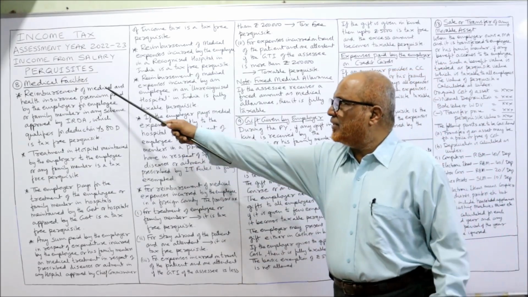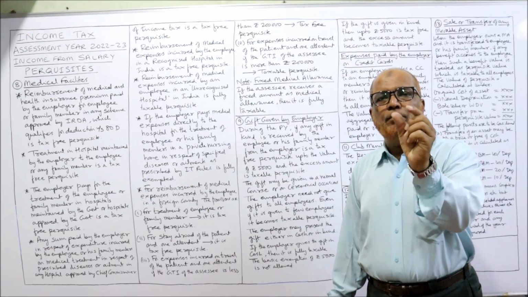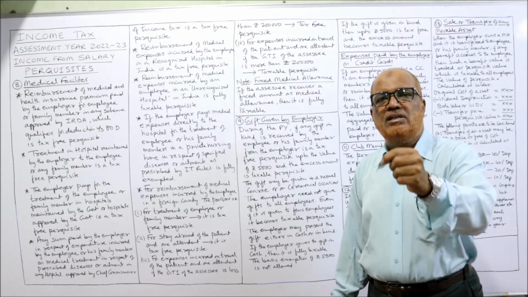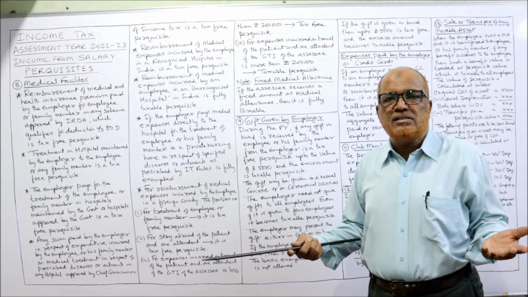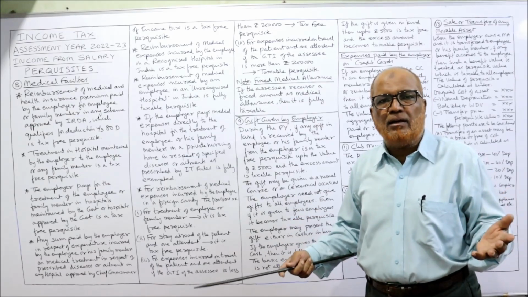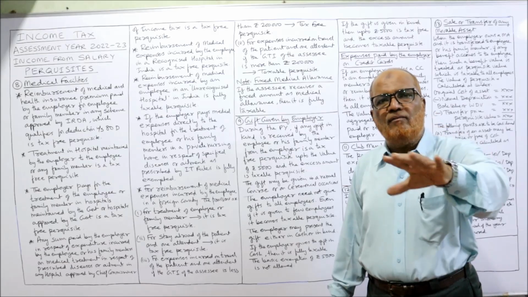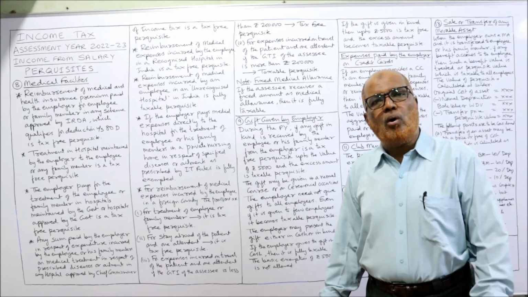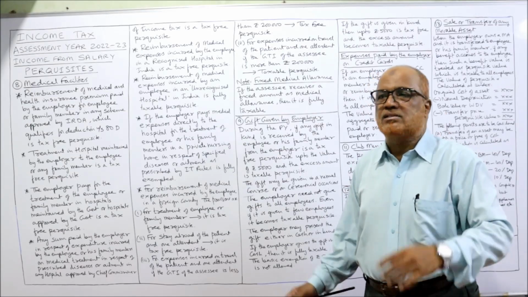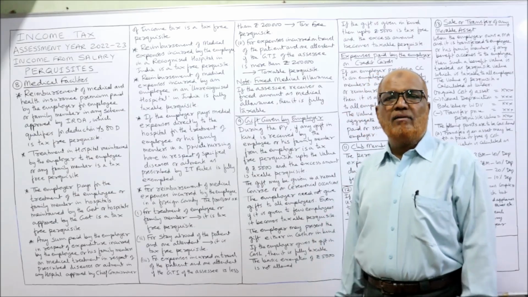Note, fixed medical allowance. Allowance is different from facilities. Allowance means a fixed amount is given by the employer to the employee, whether the employee is suffering from the disease or not, immaterial. A fixed medical allowance is given by the employer to the employee every month. In that case, it is fully taxable for all employees because it is an allowance. That's it. So these are the provisions regarding medical facilities.